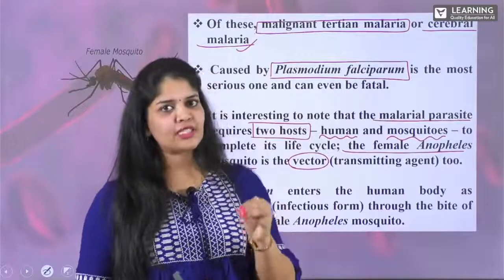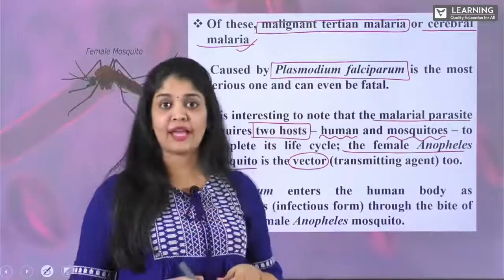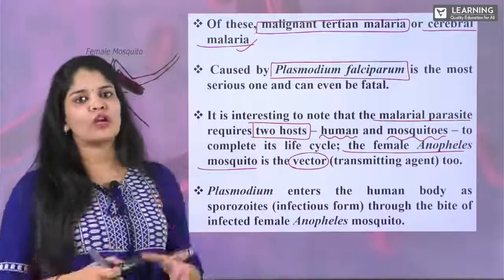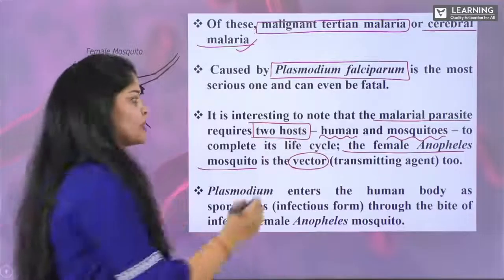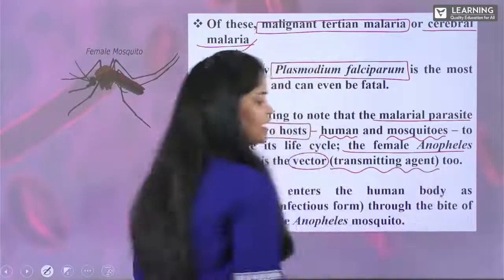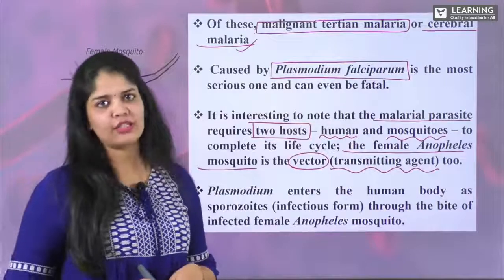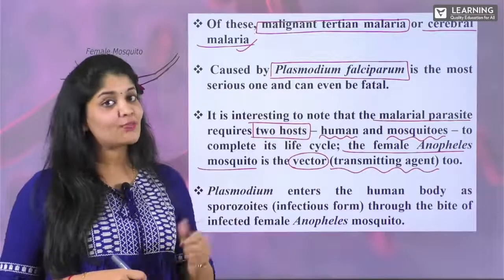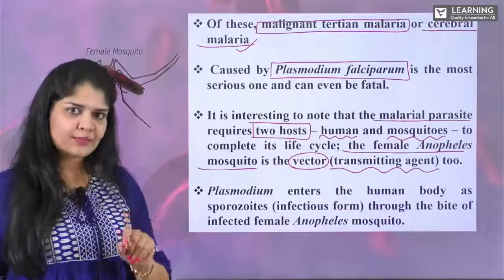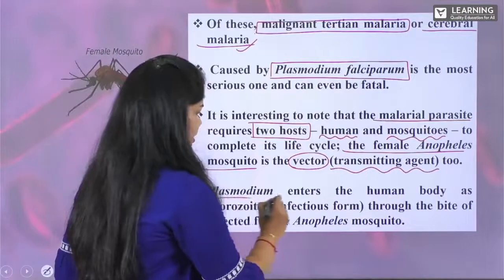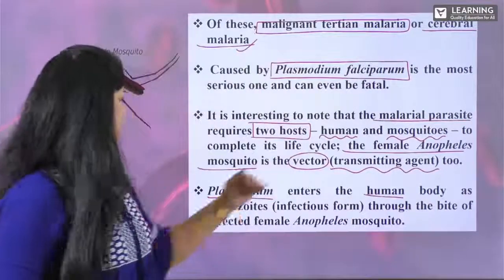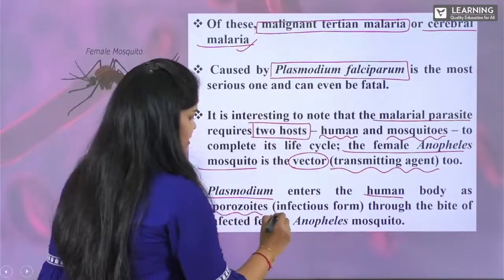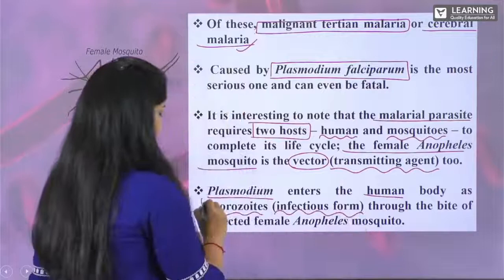Sporozoites are the infectious stage of the plasmodium, the parasite, and the mosquito is involved in transmitting these sporozoites from one host to the other. That is why we call it a transmitting agent. We also call it a biological vector, as it is involved in completing a part of the plasmodium life cycle. Now, plasmodium enters the human body as a sporozoite. This is the infectious stage of the parasite. This is very important.